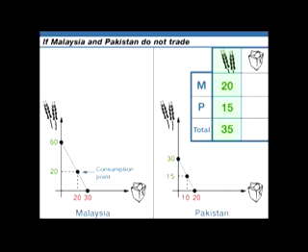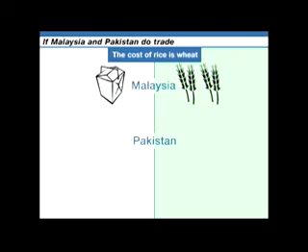First, let's notice how much they are producing together when they're operating independently. Malaysia is producing 20 bushels of wheat. Pakistan is producing 15 for a total wheat production of 35 bushels. Malaysia is producing 20 bushels of rice, Pakistan 10, for a total rice production of 30 bushels. Let's see now how by cooperating, specializing, and trading, we can increase the quantity of agricultural goods that the two countries have available. Let's look at an example.